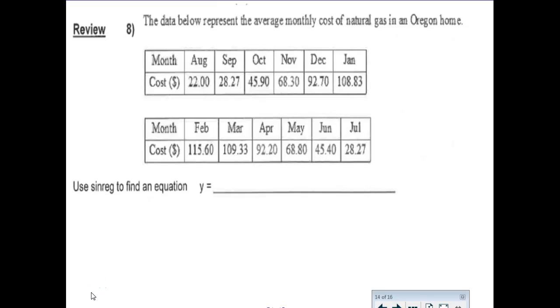All right, so we're warming up. On the back of worksheet 13, we have a regression equation that I want you guys to look at.